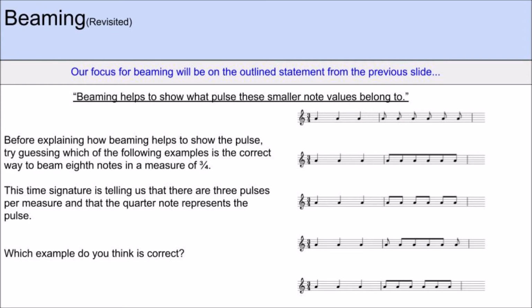Before explaining how beaming helps to show the pulse, try to guess which of the following examples is the correct way to beam eighth notes in a measure of 3/4. I have here on the right 5 different ways that you might see 3/4 beamed. Only one of them is correct. Remember, the time signature is telling us that there are 3 pulses per measure and that the quarter note represents the pulse. Which example do you think is correct?